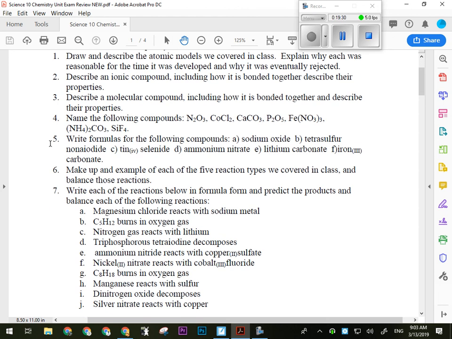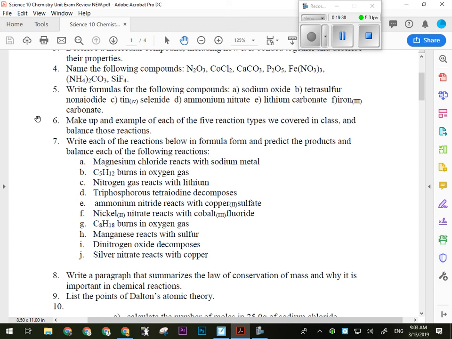Question 4 is just some naming practice. Again, on the key, the answers are in there. Number 5, same thing, but the other way. So I give you the names, you write the formulas. Number 6, make up an example of each of the 5 reaction types. So make up a synthesis reaction, make up a decomposition reaction, whatever. Number 7, I give you the reactants, you have to predict the products and balance the reaction. Again, the key has the answers.